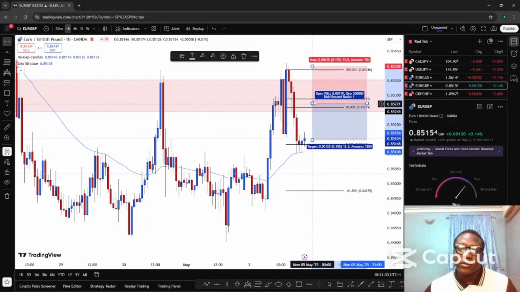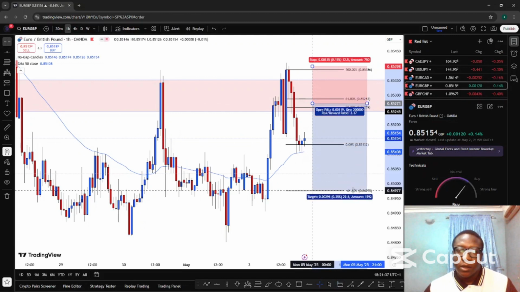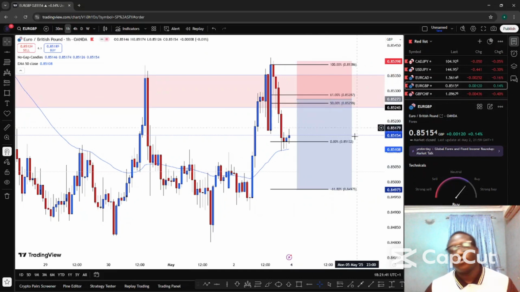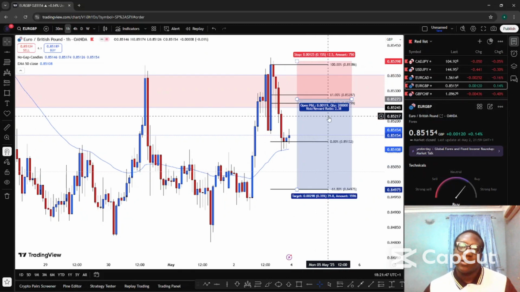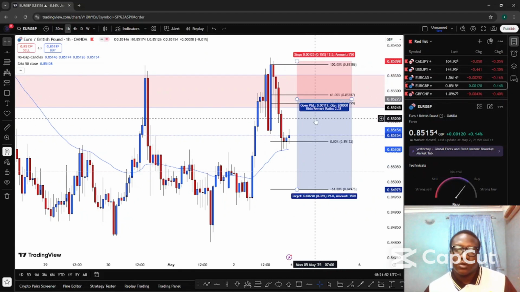As you can see, we'll be having a 1 to 3.8 risk to reward ratio, which is a very, very good risk to reward in my opinion. And you just have to have a minimum of a 1 to 2 risk to reward. So in my opinion, this is a very good day trade setup.